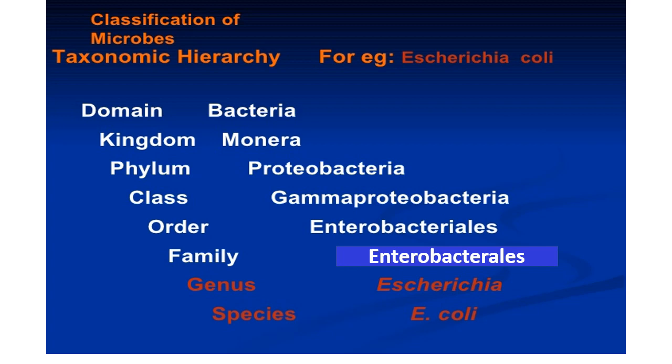As far as bacteria are concerned, I'm taking the example of a gram-negative bacteria, which is called Escherichia coli. So the domain is bacteria. All bacteria will come under the same domain, and that is bacteria. The kingdom is Monera, the same holds for all of them. Phylum is Proteobacteria. Class is Gamma Proteobacteria. Order is Enterobacteriales. Family is Enterobacteriaceae. The genus is Escherichia. And then finally the species is E. coli.